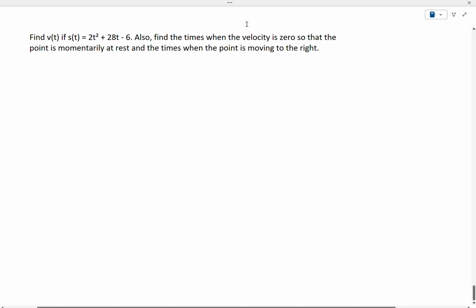In this video, we're going to be doing a calculus problem that involves position and velocity and taking the derivative of position to get velocity. So let's jump into it.